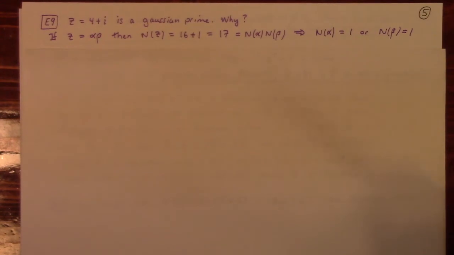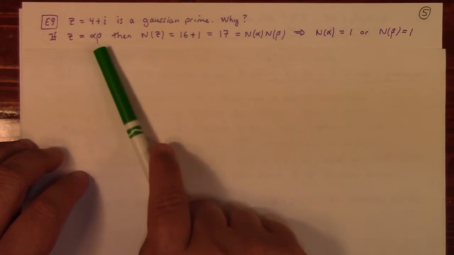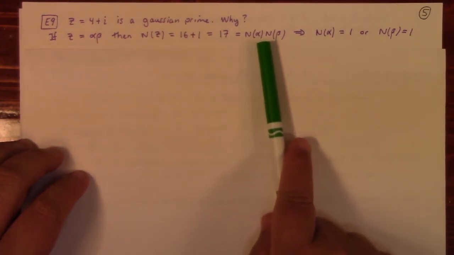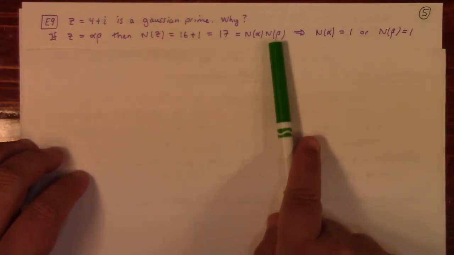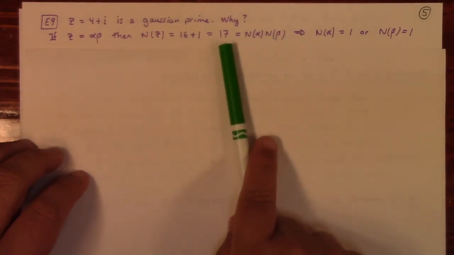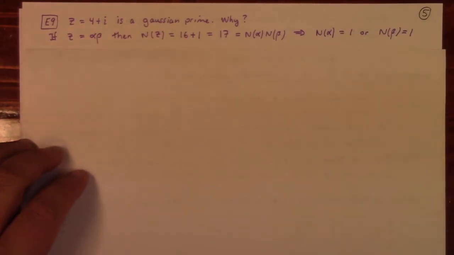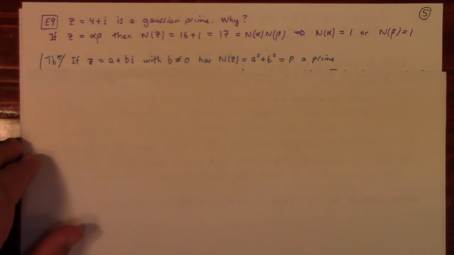Here we go. 4 plus i is a Gaussian prime. Why? Well, if z is alpha times beta, then the norm of z, which is 17, is equal to the norm of alpha times the norm of beta, which means that either the norm of alpha is 1, or the norm of beta is 1. See, because the only way to factor 17 with positive numbers is 1 times 17 or 17 times 1. So there you have it. It's a Gaussian prime.